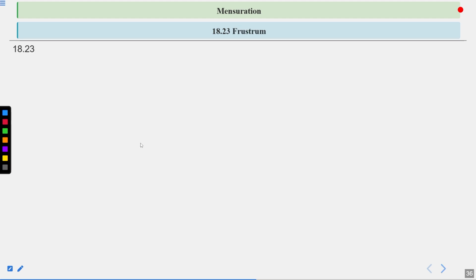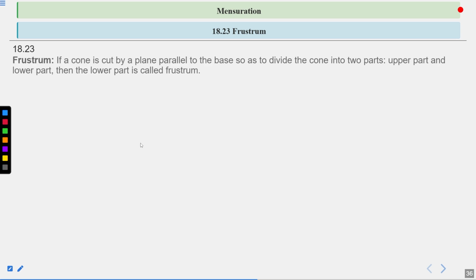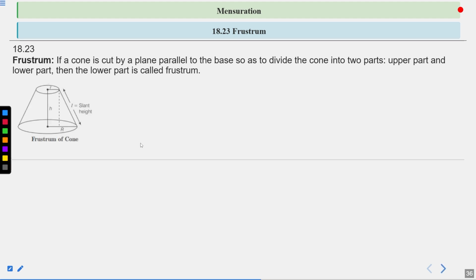Next one, frustum 18.23. Now see the formula. A frustum is formed when a cone is cut by a plane parallel to the base so as to divide the cone into two parts, upper part and lower part. Then the lower part is called the frustum. So this is the diagram of a frustum, where L represents the slant height, small r represents the radius of the smaller circle, capital R represents the radius of the larger circle, and h represents the altitude or height of this frustum.